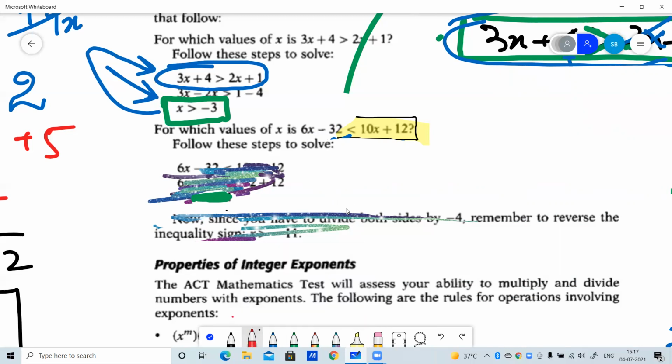So 6x is greater than 10x plus 44. Should I do another step? I think that I should. How did you know that 6x is greater than 10x plus 44? It's showing you the inequality sign is less than, right? Yeah.